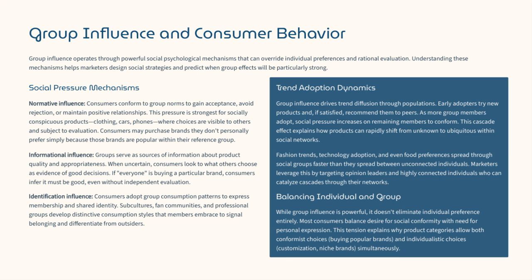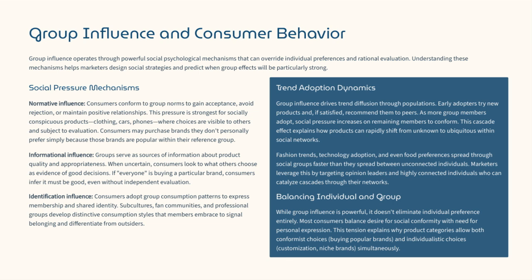Then we have informational influence. When consumers are uncertain about a product, they tend to look to what others are choosing as a form of evidence, trusting the group's choices as indicators of quality or appropriateness. If everyone is buying a certain brand, it's easy to infer that it must be good, even if we haven't done our own independent evaluation.